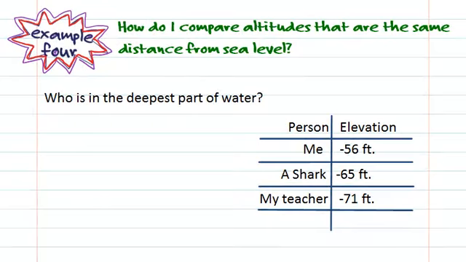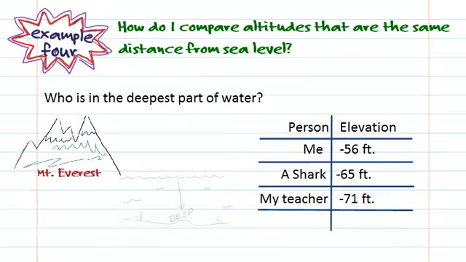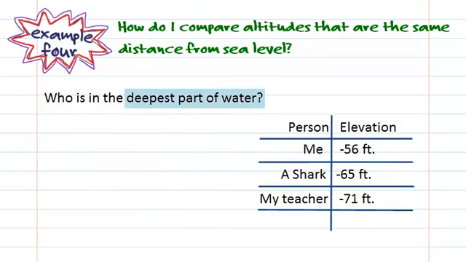If we're going to know what happens when we put Mount Everest in the deepest part of the ocean, we need to be able to compare altitudes. So in this example, who is in the deepest part of the water? To know this, we need to know whose distance from sea level is the greatest. That sounds like an absolute value.